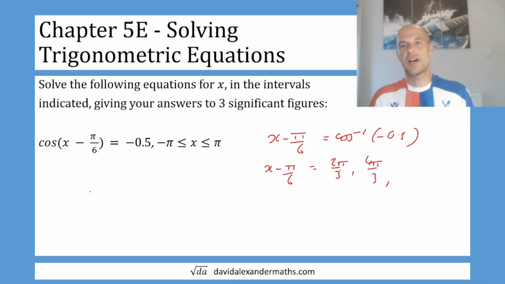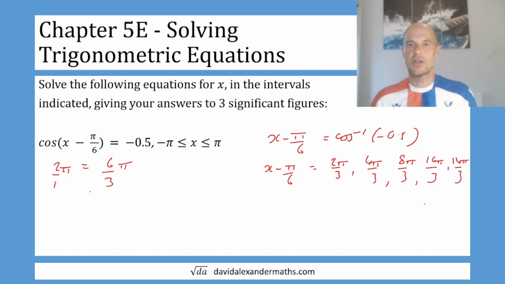So just think about this. 2 pi, how many thirds is 2 pi? Well, that is 6 thirds. So I'm adding 6 thirds. So it's going to be 8 pi over 3, 10 pi over 3, adding again, 14 pi over 3.